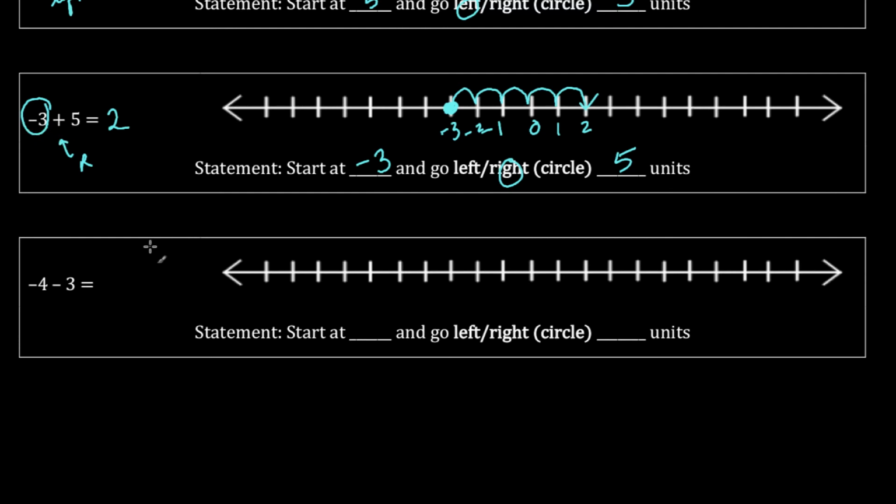Last one. This number we start at -4. We go left 3 times, 3 units. So 0, 1, 2, -1, -2, -3, -4. So we start at -4, and we go left 3 times: 1, 2, 3. So -5, -6, -7. So we end up with -7.